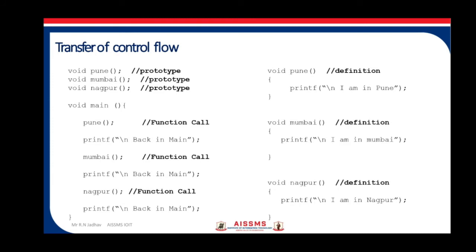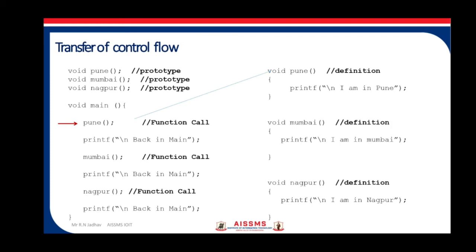Now let us see the execution of this program. Whenever I execute this code, execution will always start from the main function. Now this program has four functions: main, Pune, Mumbai and Nagpur. But when I start execution, it will always start from main and execute the first line inside the main function. The first line in my main function is a function call to Pune. Whenever a function call is made, the program flow will transfer to that definition and execute the statements written in that function definition.